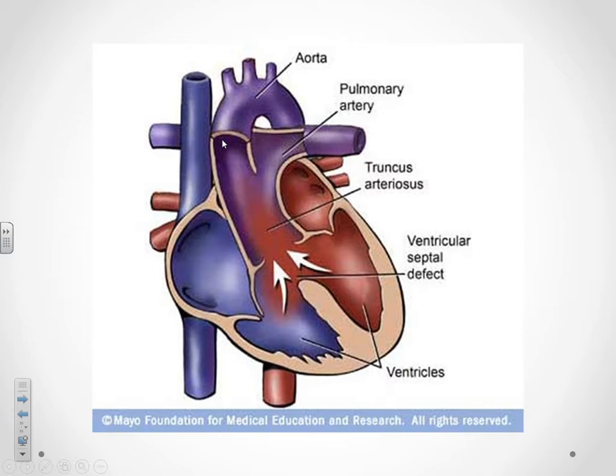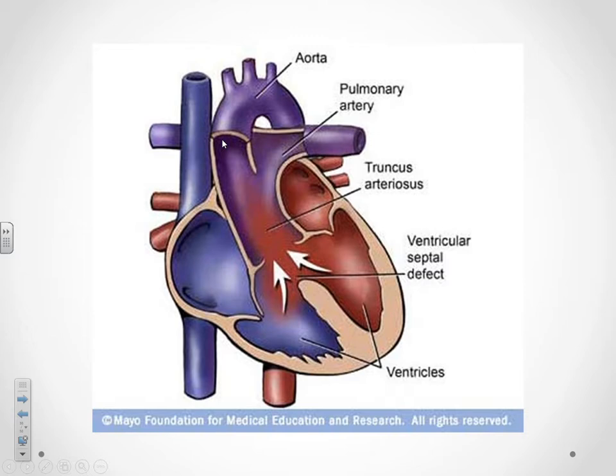Once again, this is life-threatening because what do we have going out to both? Unoxygenated blood. So we have too much volume going to the lungs and we have unoxygenated blood going out into systemic circulation.